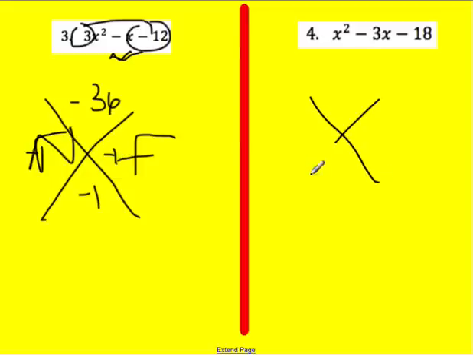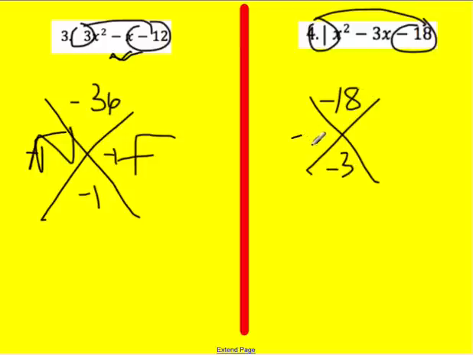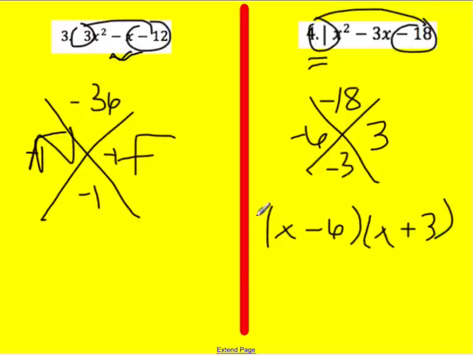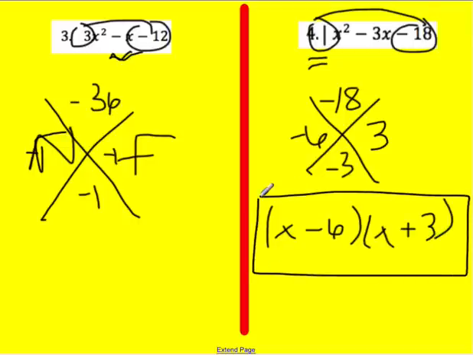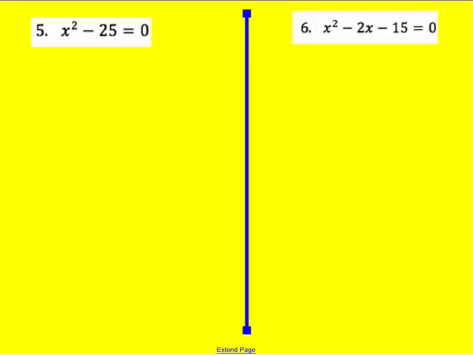So taking a look at number 4, there's a 1 outside of here. So we're going to take 1 times a negative 18. And that's going to be a negative 18, and then we're adding to negative 3. So I can actually do that using negative 6 and positive 3. Remember, whenever you have a negative product, you need to have a negative factor and a positive factor. So I notice that my coefficient with the squared term is 1. So then we have x minus 6 and x plus 3. So I can immediately put it into factored form when my first coefficient is a 1. So that's my final answer for number 4.